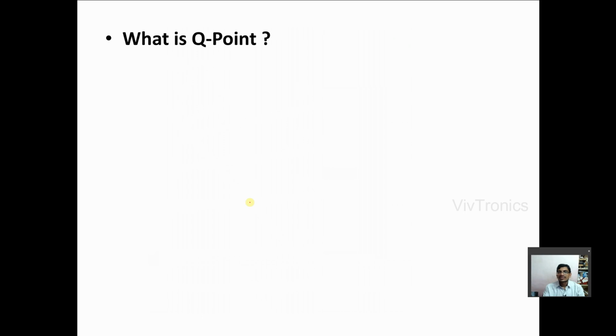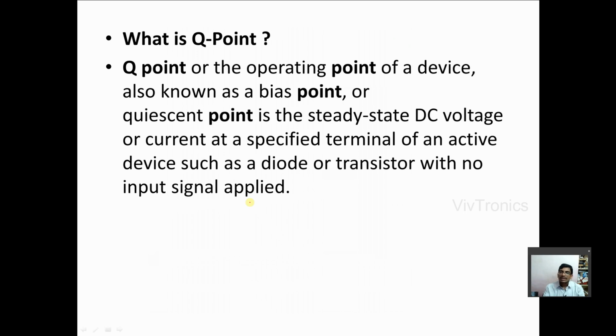First of all, what is the Q point here? The Q point or operating point of a device is also known as the bias point or the quiescent point. There are several names for the Q point: operating point, bias point, and quiescent point. These are all different names for the Q point.